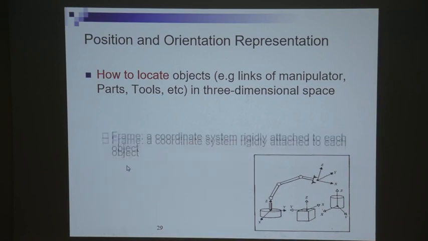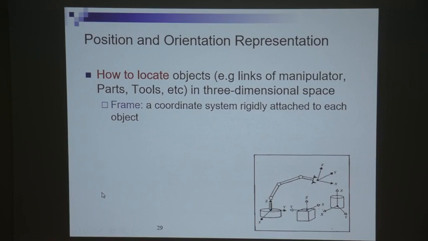What happens here is you will need to establish something called a frame. A frame is essentially a coordinate system rigidly attached to each object. This is the object that you are going to manipulate. This is a cylinder, and you attach a coordinate system to it. This is known as a frame. This is one frame, this is another frame, and for the robot itself, you always have a base frame, and the end effector again has a frame.